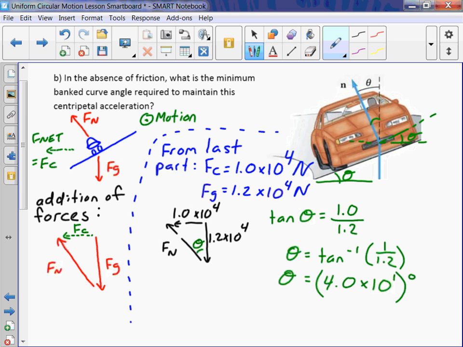Look at the triangle. The normal force is 90 degrees to the angle of inclination. FG is always down. All of the angles look the same. The normal force is 90 degrees to it, so the angle should be the same, because we're calculating the normal force.